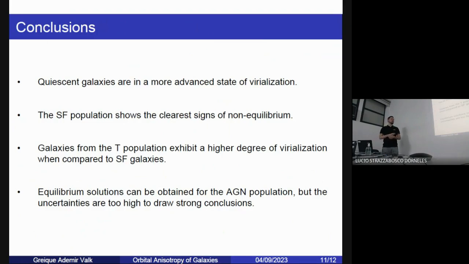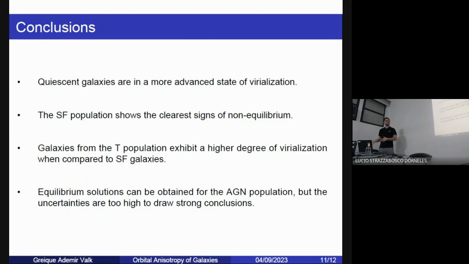The main conclusions that we obtained are that the quiescent galaxies are in a more advanced state of virialization because of the smaller typical distance and the lower velocity dispersions, and we also get an equilibrium solution using MAMPOSSt for this population. And the star-forming population shows clear signs of non-equilibrium because we have the bigger typical distance for these galaxies, the bigger velocity dispersion, and we don't find an equilibrium solution using MAMPOSSt for this population.